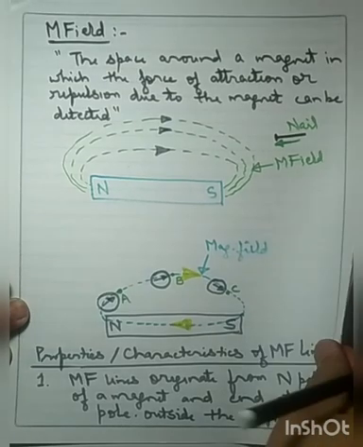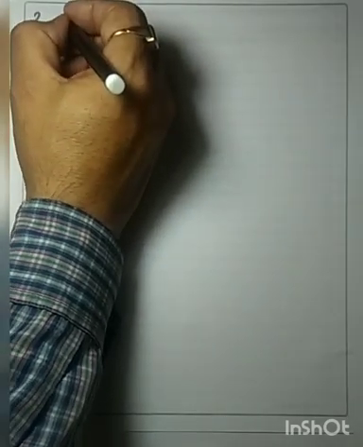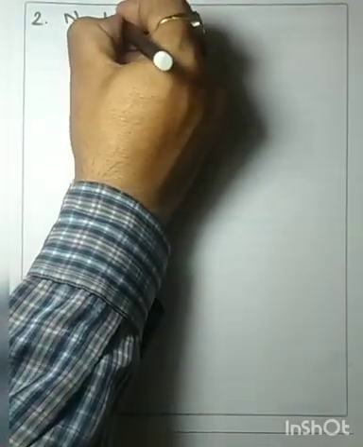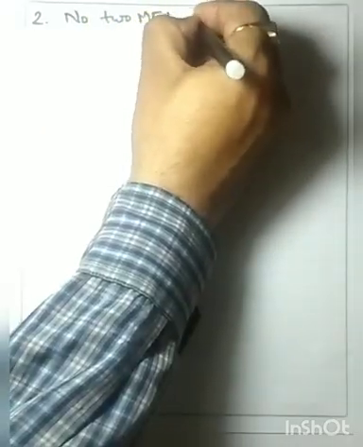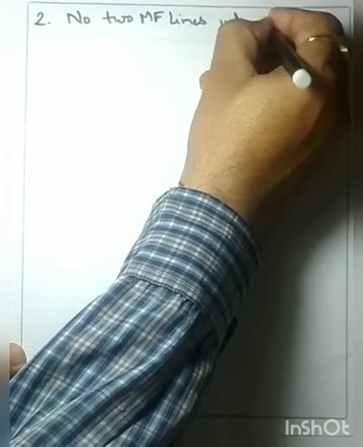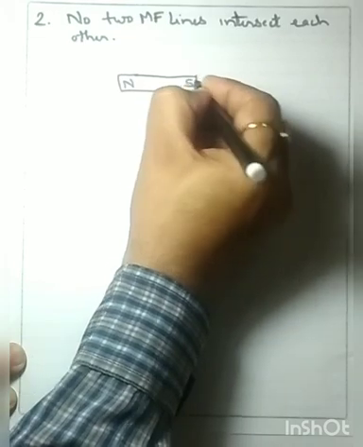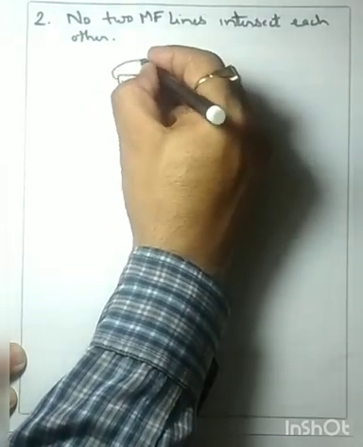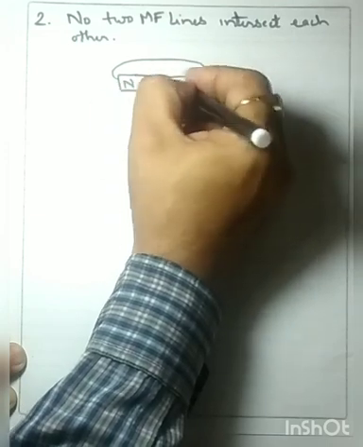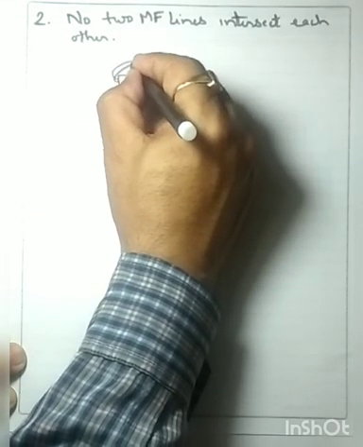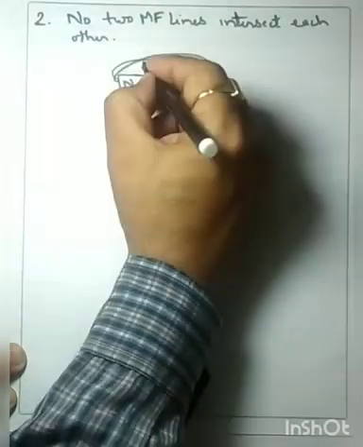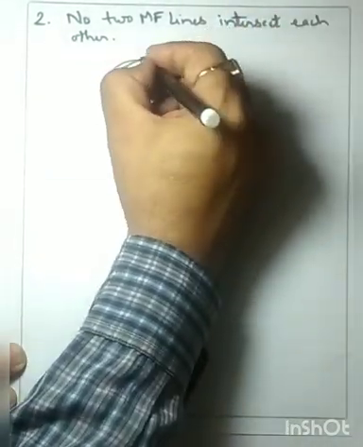Now the second property is no two magnetic field lines intersect each other. This is not possible. Suppose this is a bar magnet having north pole and south pole. It is not possible that there is one magnetic field line and another magnetic field line which is in this form. So this is not possible. Intersection is not possible. Why?